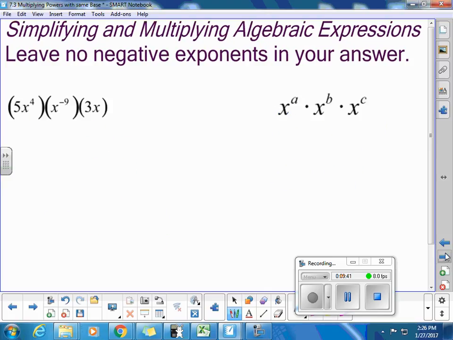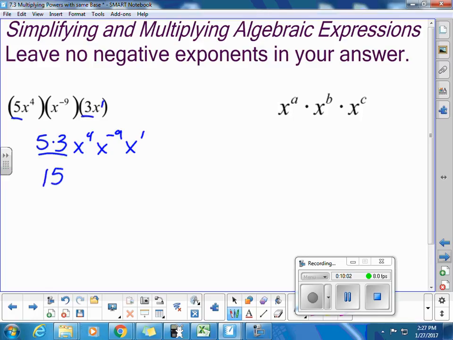All right, so again, simplify. Let's see, I have some numbers. I'm going to rearrange. It's all multiplication, so it's 5 times 3. And then let's put our x's together. x to the 4th, x to the -9th, and I'm going to write the x as x to the 1st power. So 5 times 3, 15, that's the easy part, right?